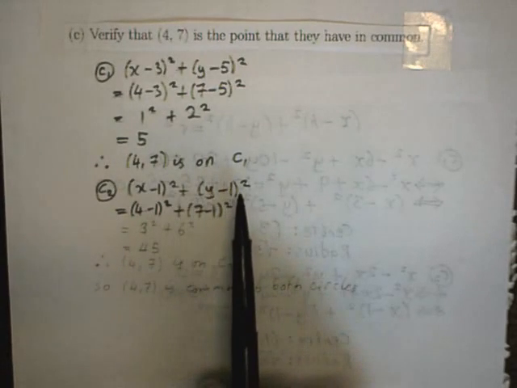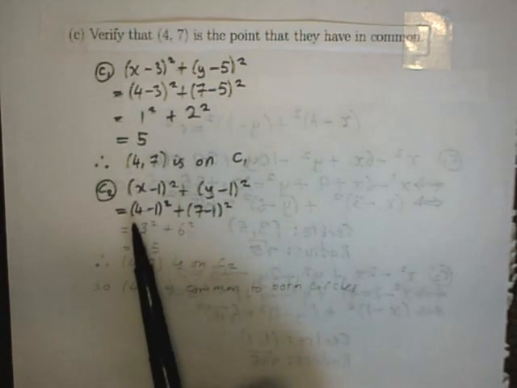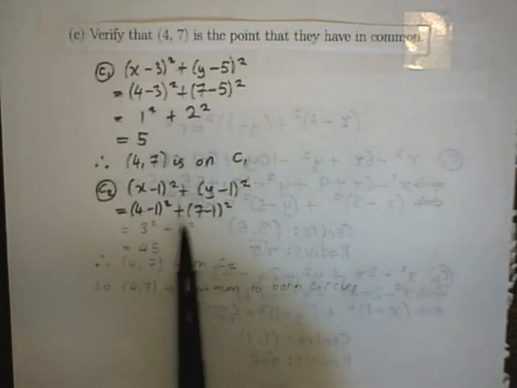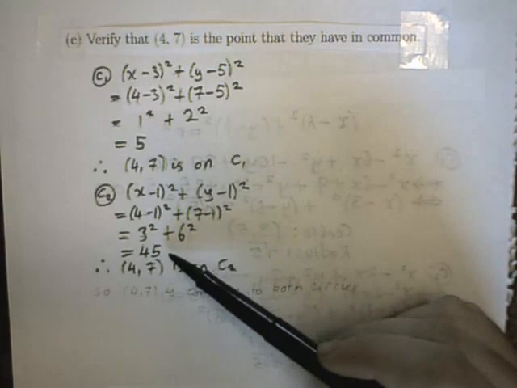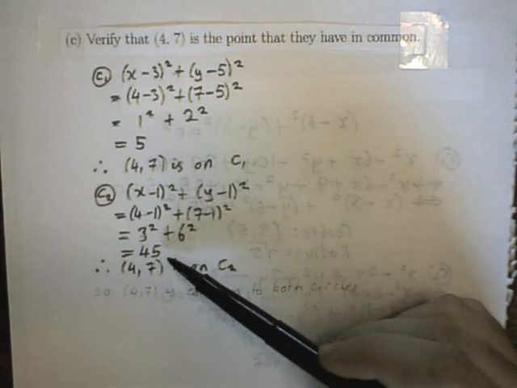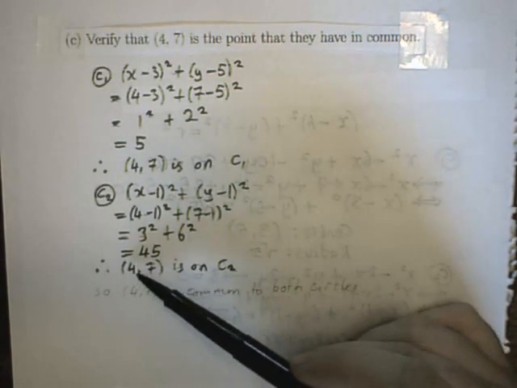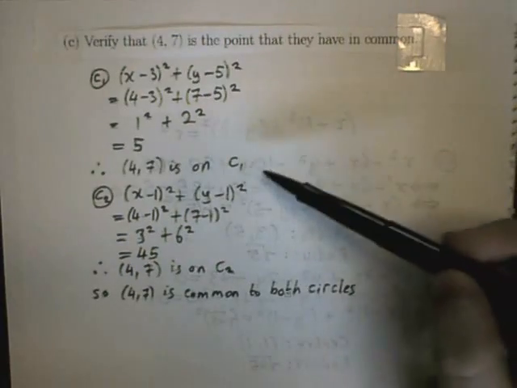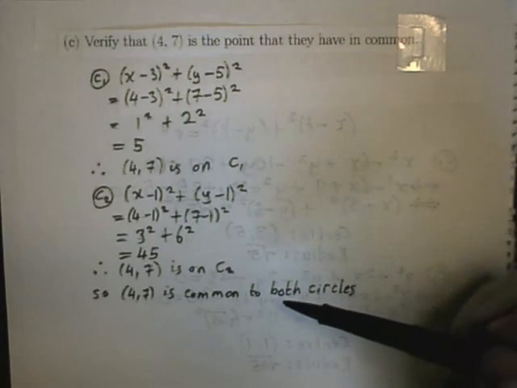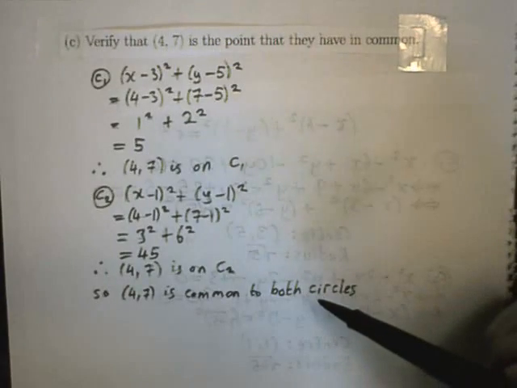This is the left side of the equation of the circle. I replace x with 4 and y with 7. So I just follow that through and I get 3 squared plus 6 squared, which is equal to 45. 45 being the square of the radius, that means that 4, 7 is on the circle C2. So 4, 7 is on each of the two circles, therefore 4, 7 is common to both circles.